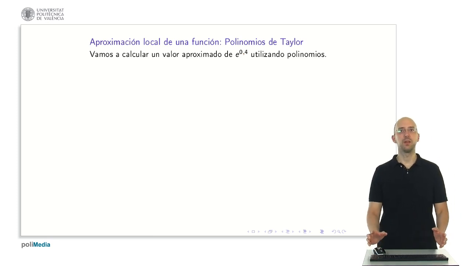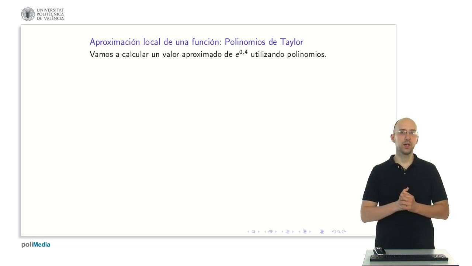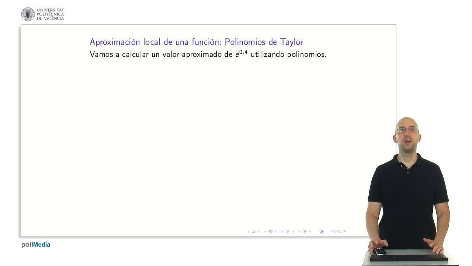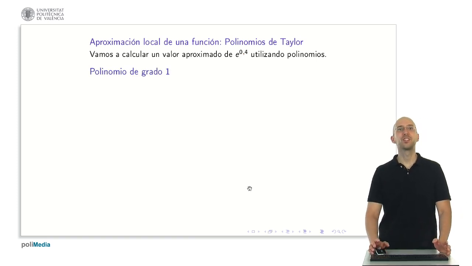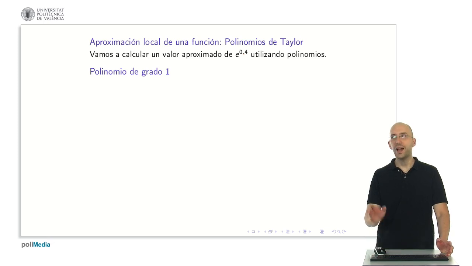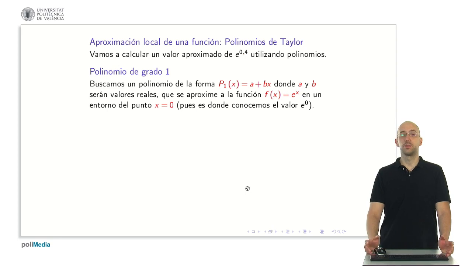For example, if we need to calculate something like e raised to the power of 0.4 and don't have access to a calculator, this can be a problem. Taylor polynomials provide a solution to this problem. How can we calculate e raised to the power of 0.4? To achieve this, we will attempt to approximate the function e raised to the power of x using a linear polynomial centered around the point 0.4, which is our target value.